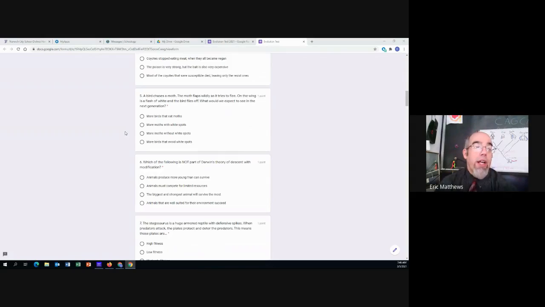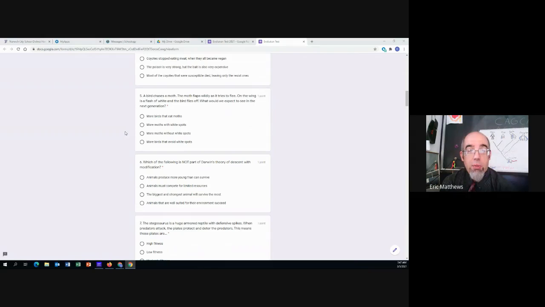Number five, a bird chases a moth. The moth flaps wildly as it tries to flee, run away. On the wing is a flash of white and the bird flies off. What would we expect to see in the next generation? Next generation, would we expect to see more birds that eat moths, more moths with white spots, more moths without white spots, or more birds that avoid white spots?